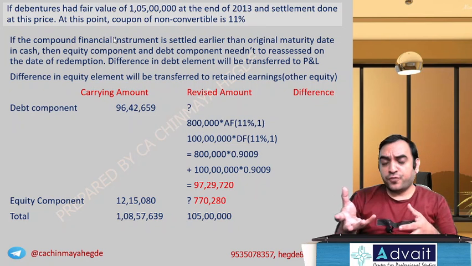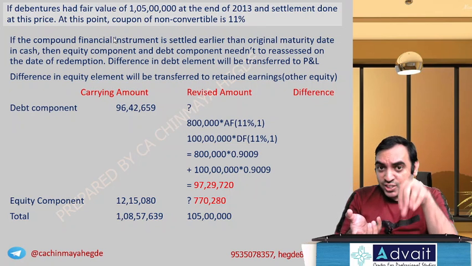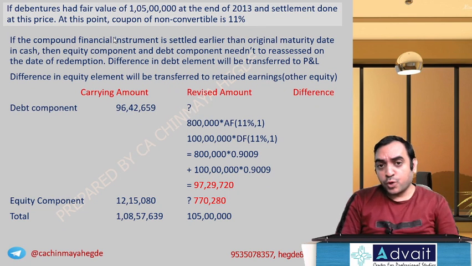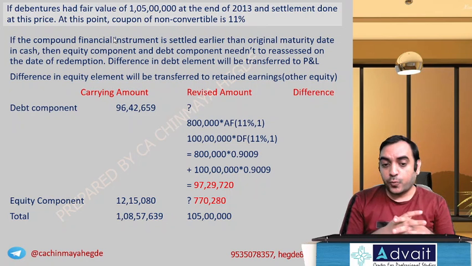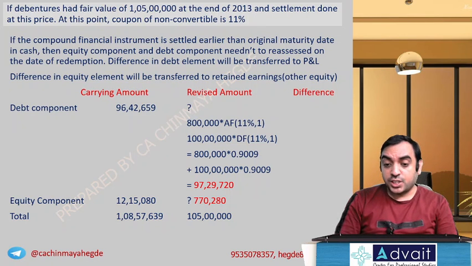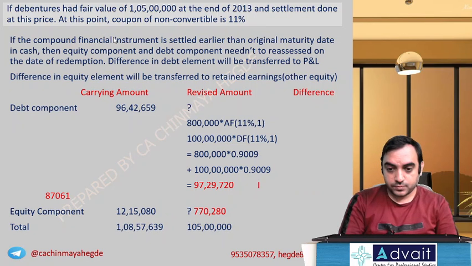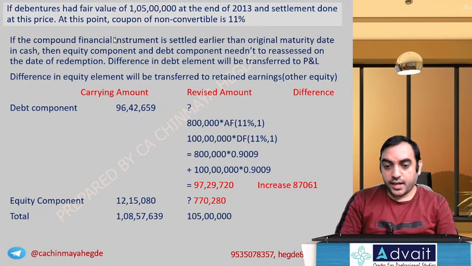Because 105 is the value of convertible bonds. Pure debt component as on this date 97 lakh. So balance 7 lakh represents equity. So entire amount 1,05,000 is paid, but the difference is what we should treat now. Now 96 carrying amount, revised amount 97. So what is the increase? 87,061, right? 87,061 increase. Whereas in equity component, what is happening? Decreased. So here it is increase. And in equity component, decrease.